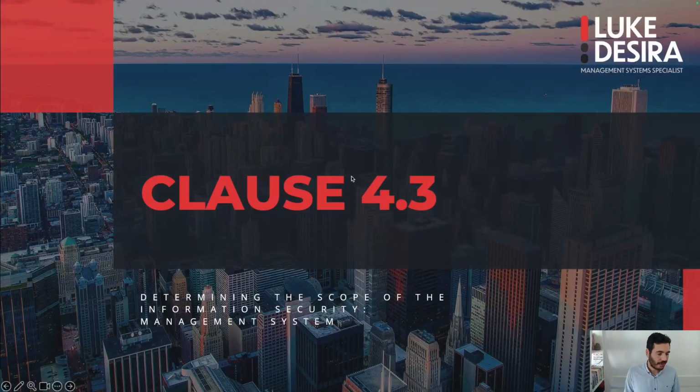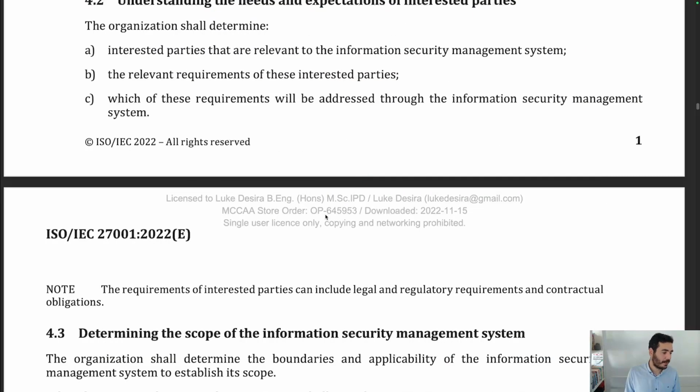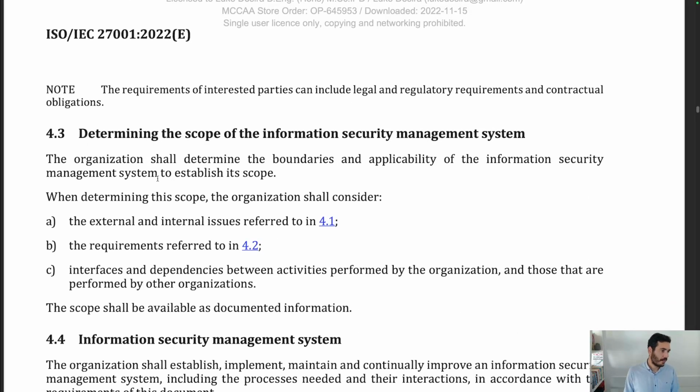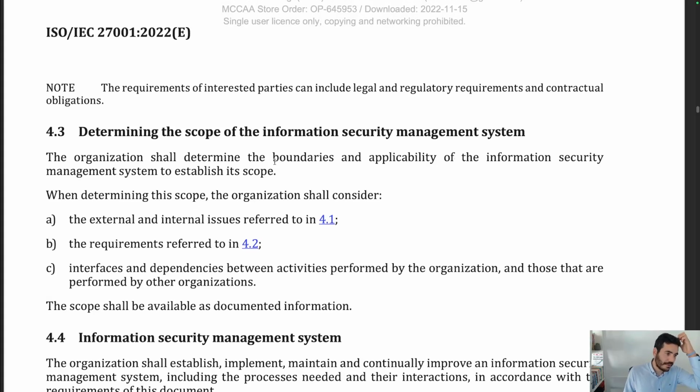Now we're going to talk about clause 4.3, which is basically the clause that talks about the scope of the information security management system. The standard says that the organization shall determine the boundaries and applicability of the information security management system to establish its scope. So if a company is offering various services, the company has the ability to pick and choose which of those services and products it wants to include within the scope of its certification.